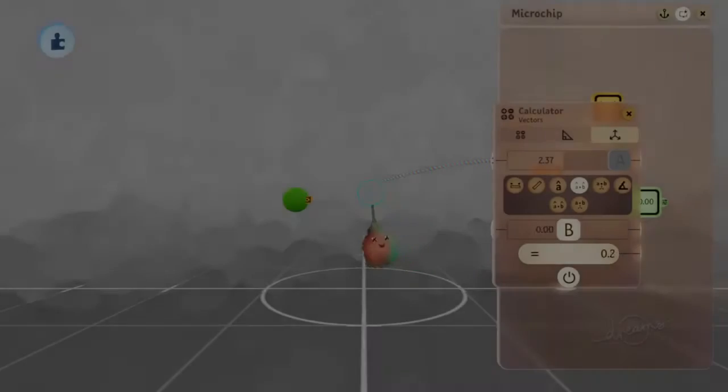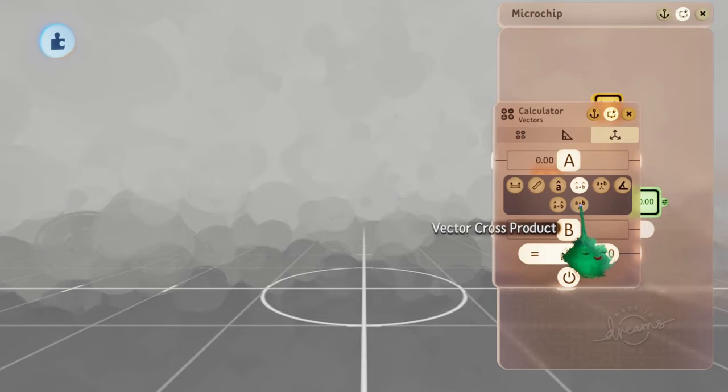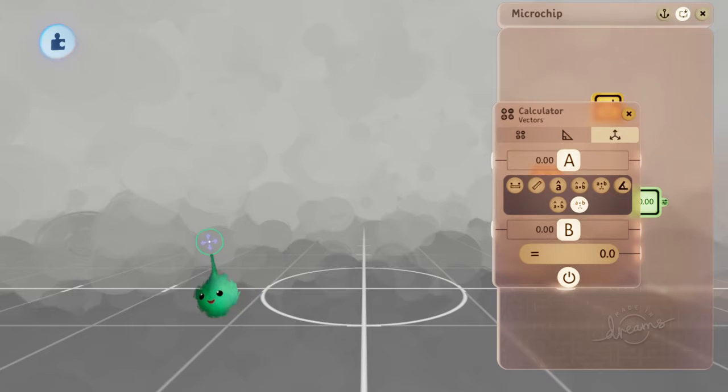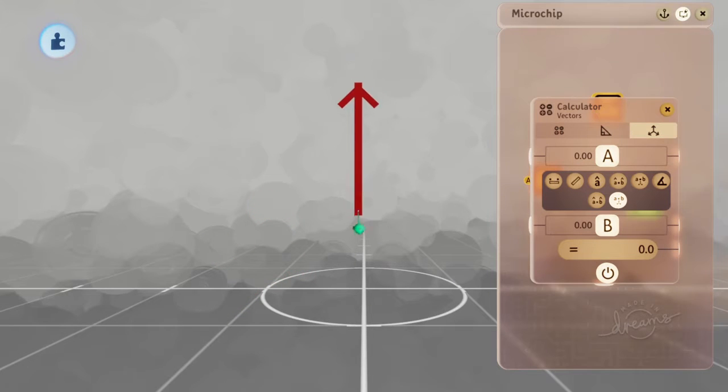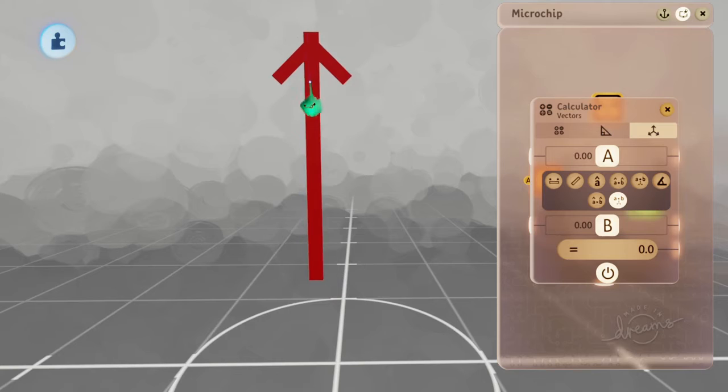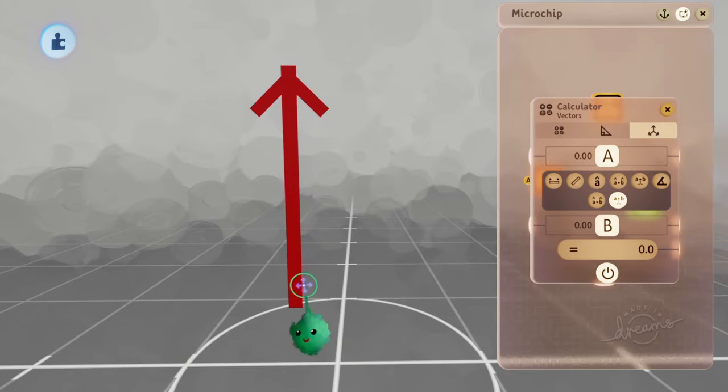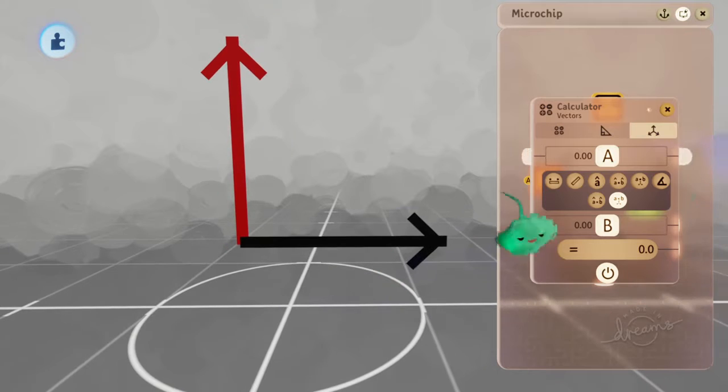Okay, next is the vector cross product, which is like the dot product, but a step above. We're going to start with a vector again, and this one's just pointing wherever. All this stuff is 3D, it doesn't matter how they're pointing. First, what would be a perpendicular vector to this? So that would be perpendicular.